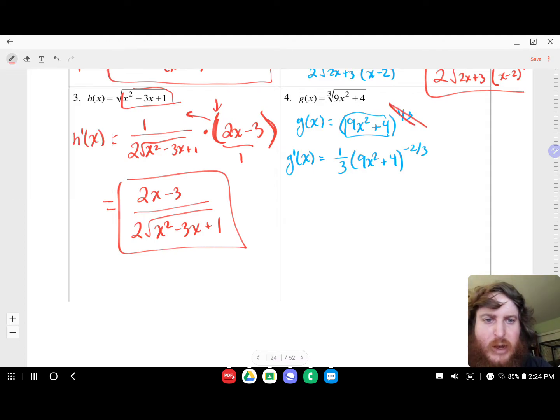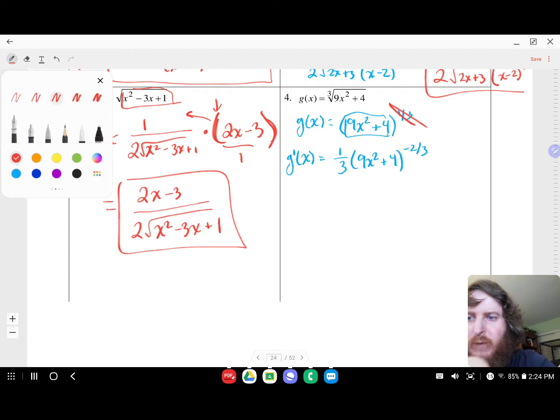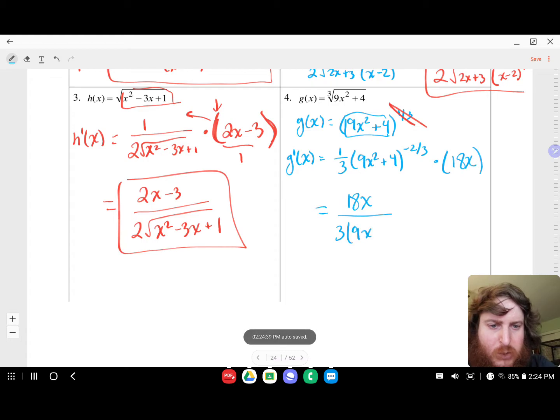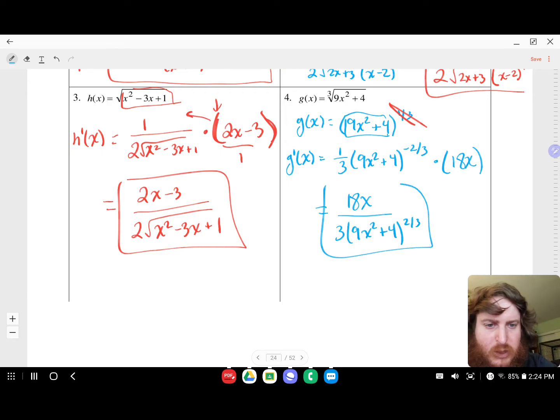I'm going to kind of get rid of that, and now we're going to do times the derivative of the box. So times 18x. And from here, it's just kind of simplifying. So I'm going to put the 18x into the numerator. Right? You could have also canceled out the 18 with the 3, and that works. Divided by 3, and then I'm going to move the 9x squared plus 4 into the denominator with a 2/3 power. So that's full credit, but even better, cancel that out and make it a 6x.